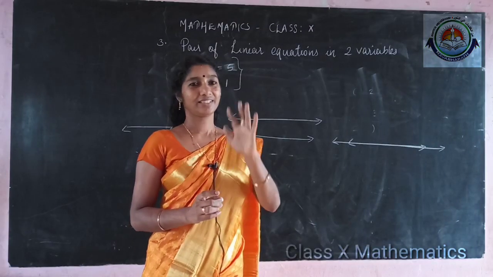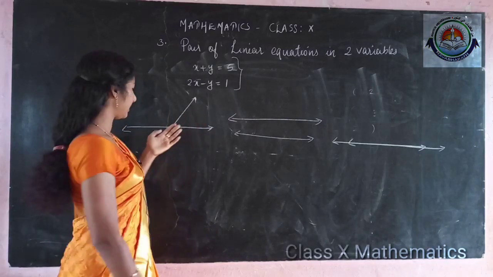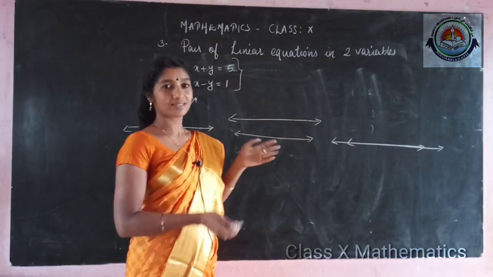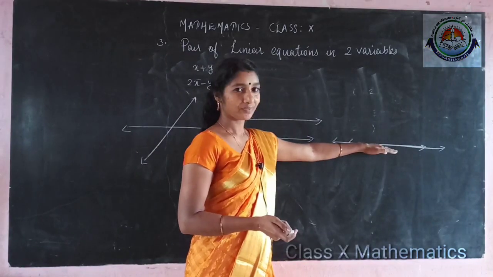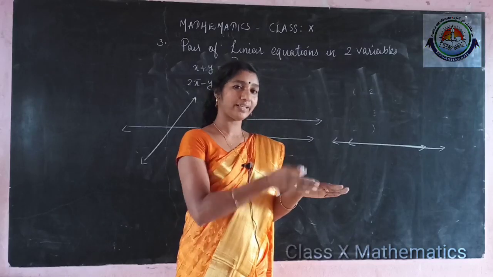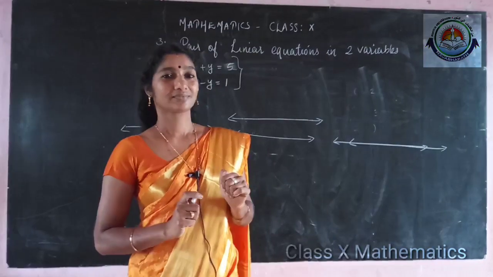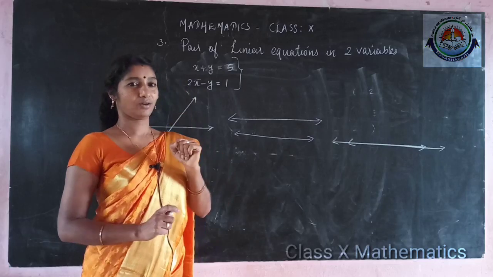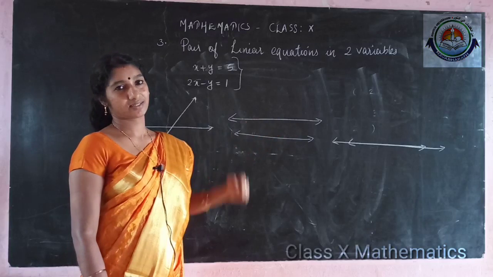Correct now? Think it one more time. If you have two straight lines, either they can intersect each other, or they can be parallel, or they can coincide with each other. One straight line is kept on top of the other straight line. They are coinciding. Got it? So we have three different ways to keep two straight lines.